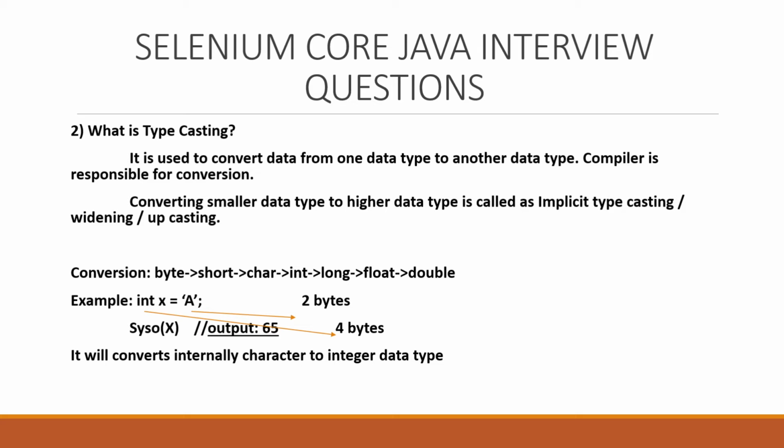Here you can see how the conversion works: we are converting the byte type to the short type. Byte is smaller and short is a bigger data type, right? In the same way, short is smaller than char, char is smaller than int, int is smaller than long, long is smaller than float, and float is smaller than double.